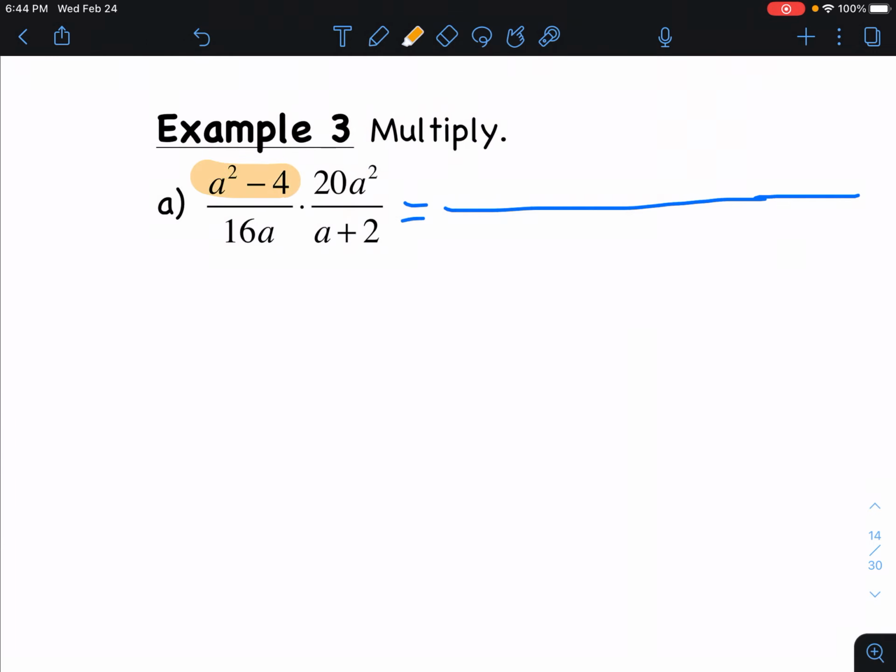So this guy right here on the top left, that's a difference of squares. We can factor that. Remember, that's x plus 2, x minus 2, difference of squares. And then the top right is a monomial. Monomials cannot be factored, so we're just going to drag that over for now.